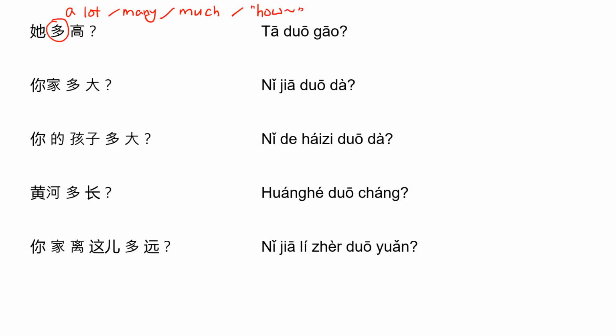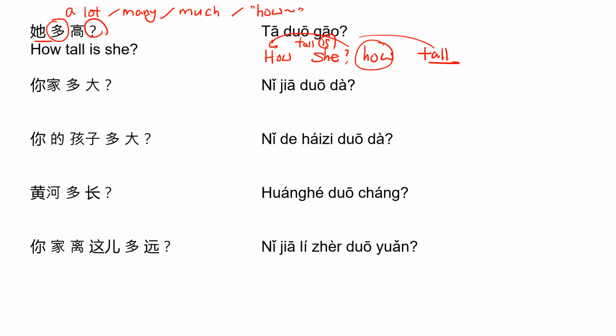How. The first one, ta duo gao. So ta is she. She duo gao. How tall? And then this is a question, so we need to put how at the beginning of the sentence. How, and then tall goes with how tall, and then a verb is she. How tall is she?